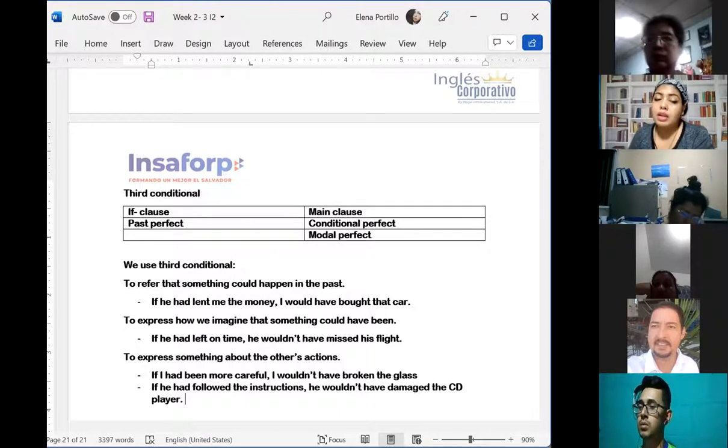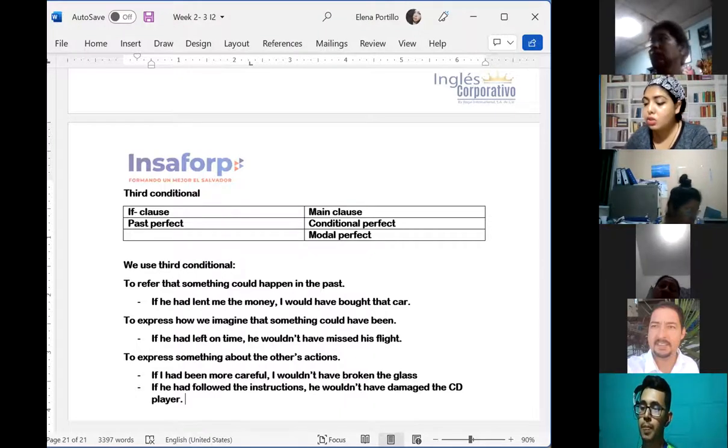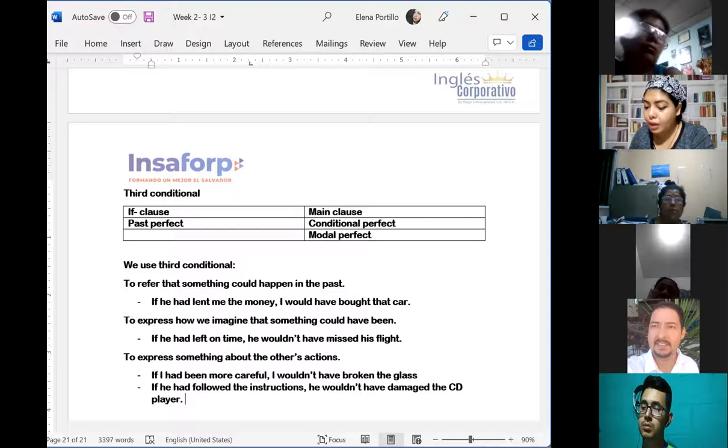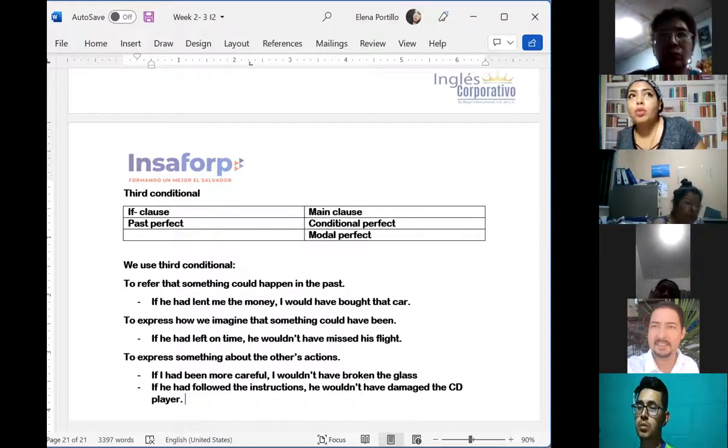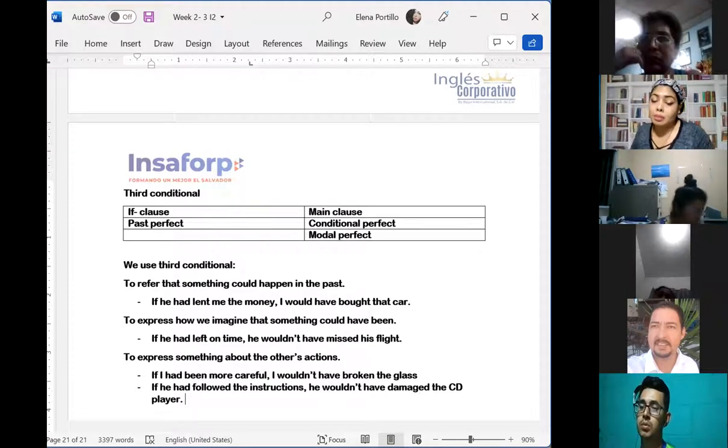So in this case, we are maybe talking about some regrets that we have in our actions or in the action of the other people. But that is something that we cannot change because we were maybe not paying enough attention to the situation that we were living in that moment.